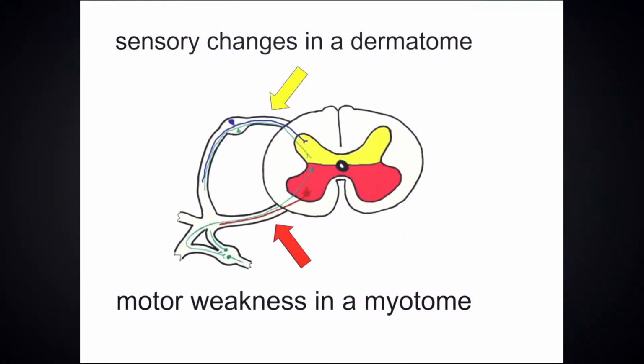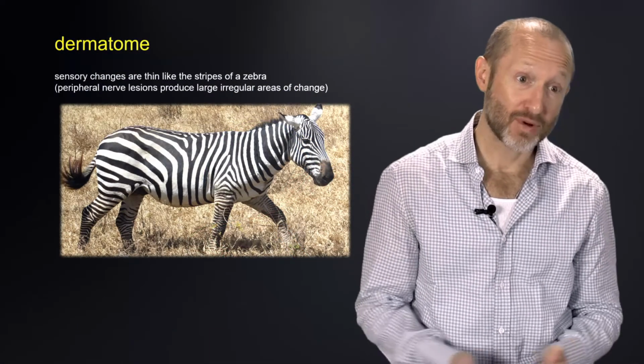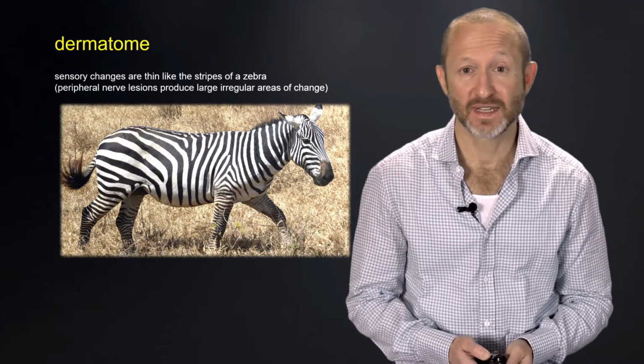A schematic drawing is shown right here where a lesion of the dorsal spinal nerve root is indicated in yellow and would indicate a lesion here producing a sensory abnormality in the distribution of a dermatome. And conversely, the colored abnormality indicated by the arrow shows a lesion that would produce weakness in the distribution of a myotome.